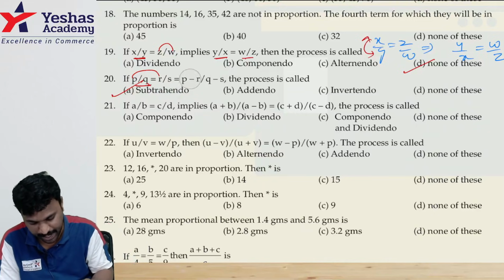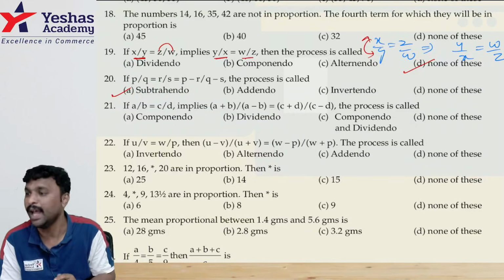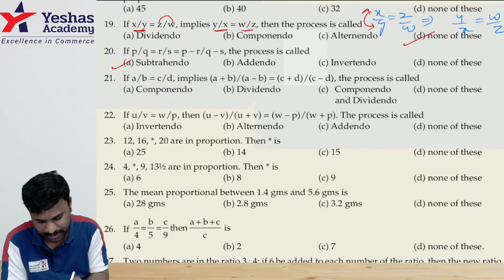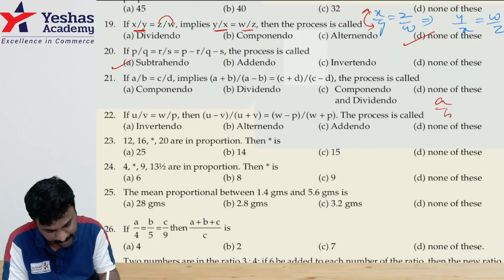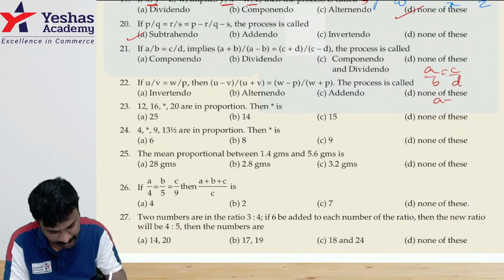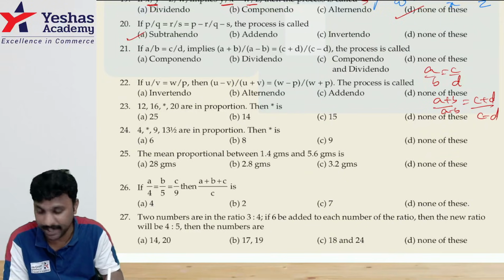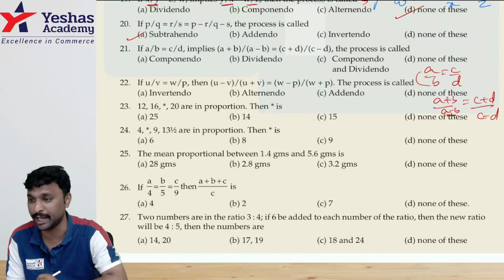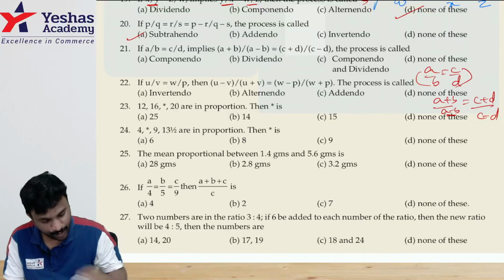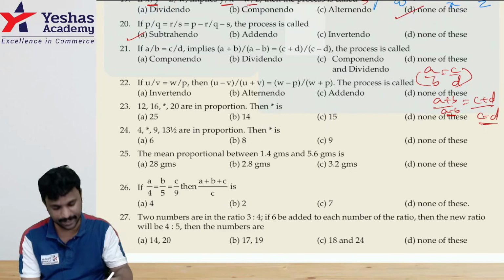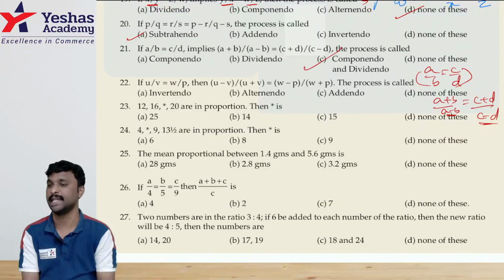If the first terms get subtracted and the second terms get subtracted, that is said to be the subtrahendo property. Guys, what is this process called? A by B is equal to C by D, which implies A plus B divided by A minus B equals C plus D divided by C minus D. Guys, A plus B is componendo, A minus B is dividendo, C plus D is componendo, C minus D is dividendo. It's a combination of componendo as well as dividendo. So option C is the right answer.